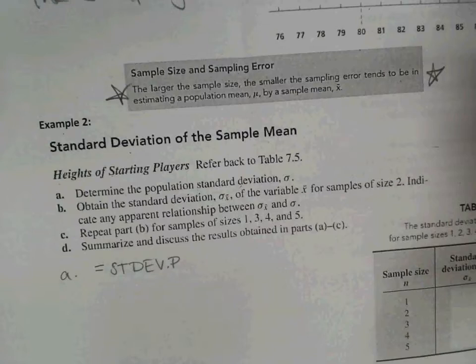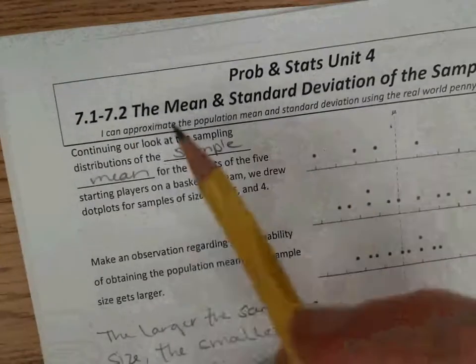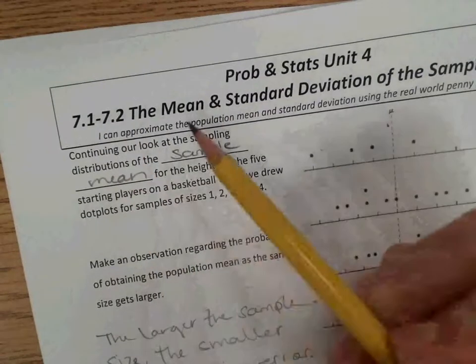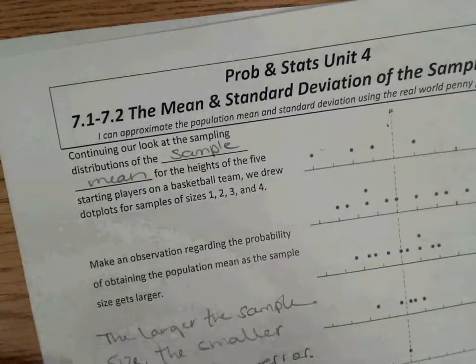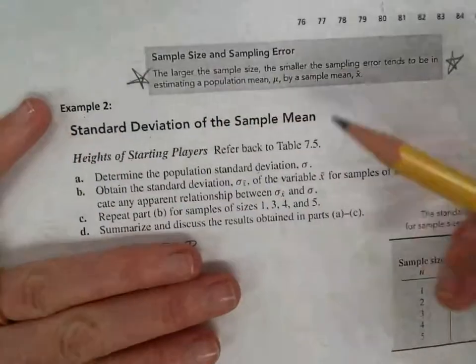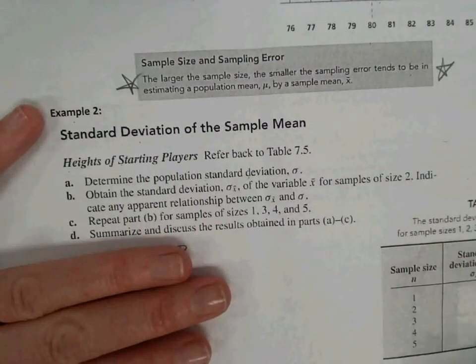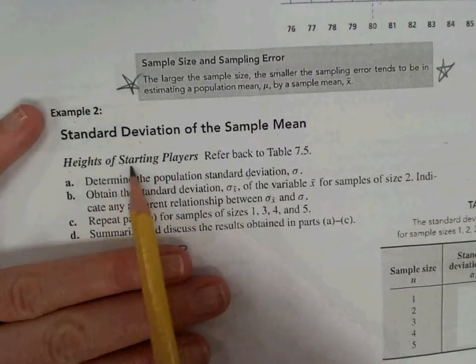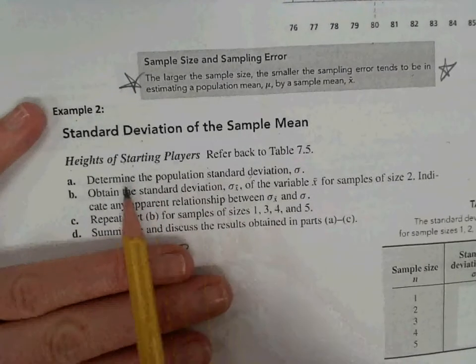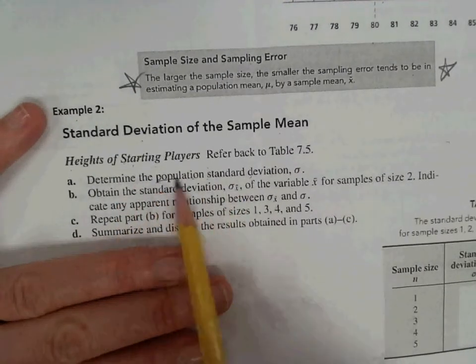This is part 2 of our 7.1/7.2 notes on the mean and standard deviation of the sample mean. We're going to look at example 2, which is the standard deviation of the sample mean. Back to the example of the heights of starting players, we're going to determine the population standard deviation sigma.